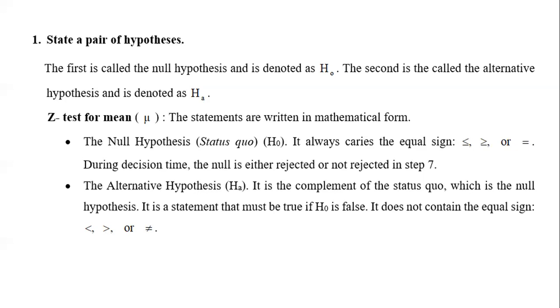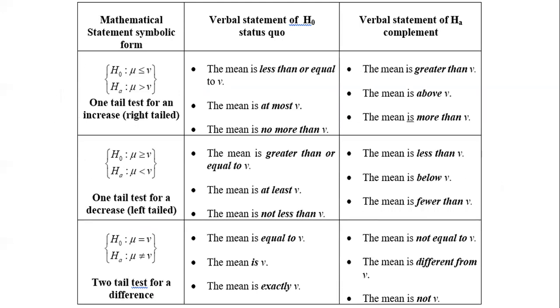So you must begin with a pair of hypotheses for the z-test for mean, and H sub 0 will always carry the equal sign. H sub A, the alternative hypothesis, will not carry the equal sign. Here, this table will help you convert words to symbols, because in the z-test for mean, you have to convert words to symbols. For example, the mean is less than or equal to that value v. Here is the H sub 0: the mean is less than or equal to v. H sub A: the mean is greater than v. So these are the words and these are the symbols to facilitate the conversion of words to symbols.